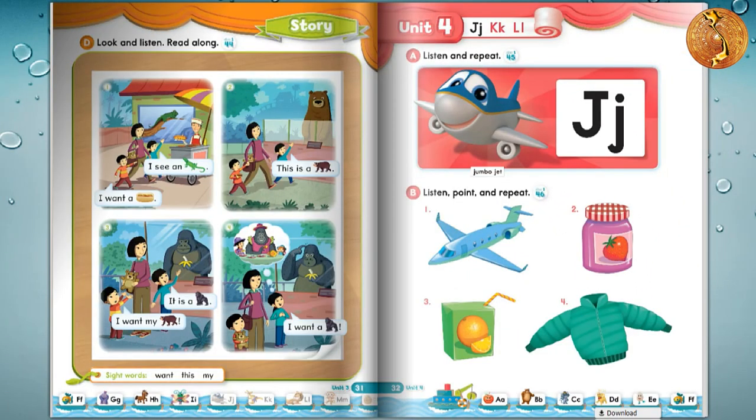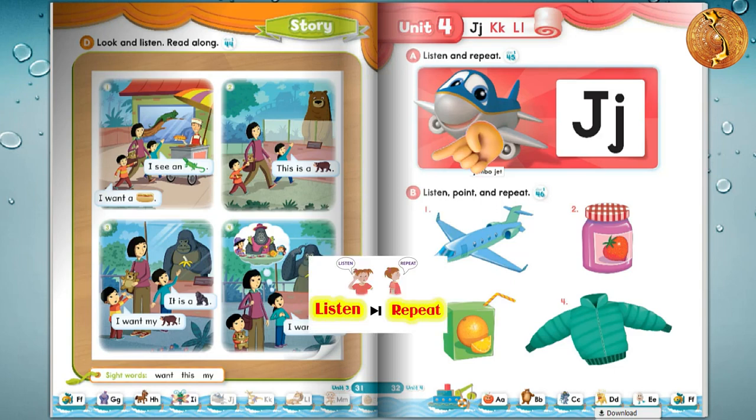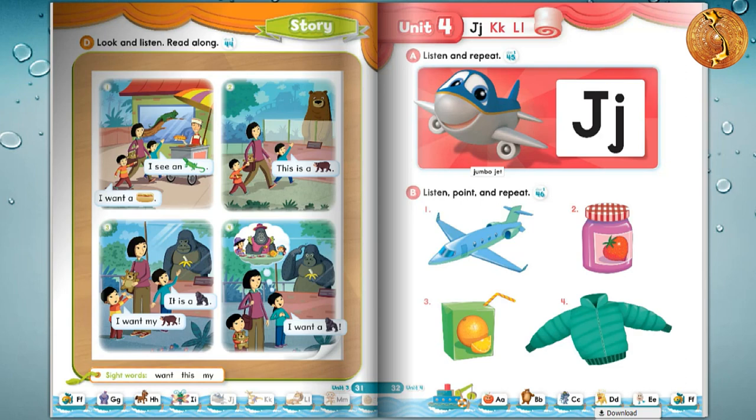Page 32. B. Listen, point, and repeat. 1. Jet. Jet. 2. Jam. Jam. 3. Juice. Juice. 4. Jacket. Jacket.